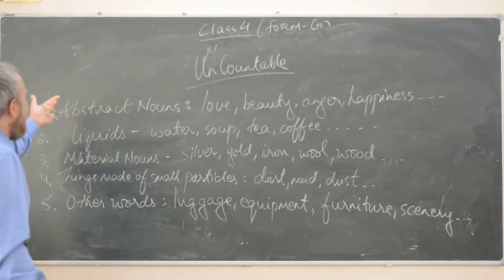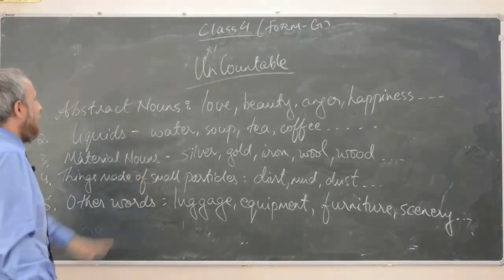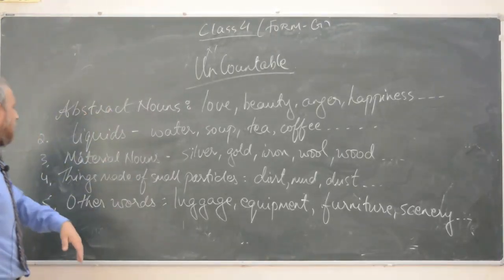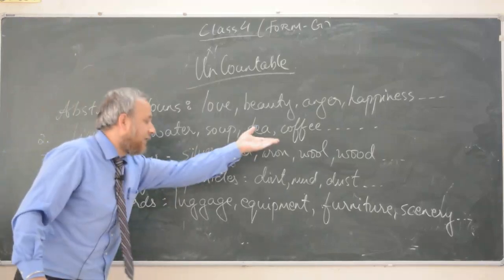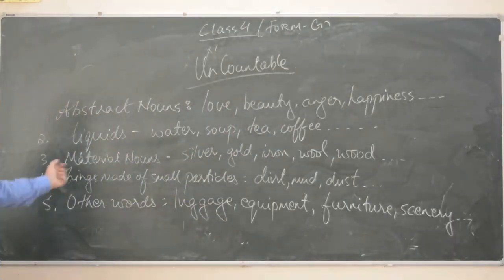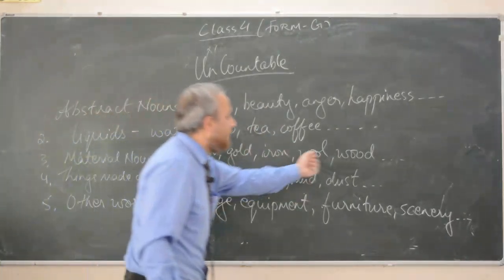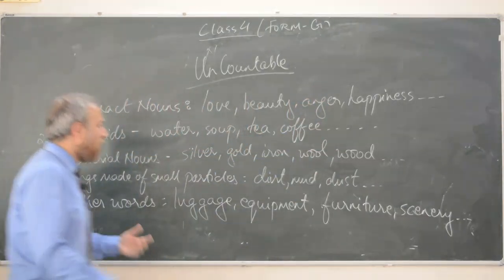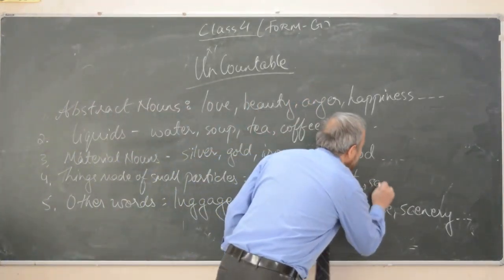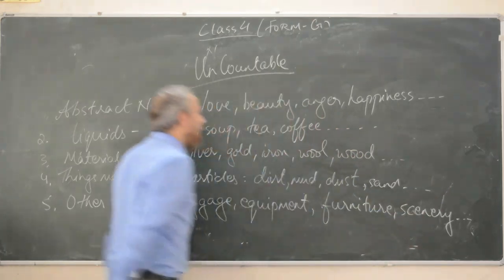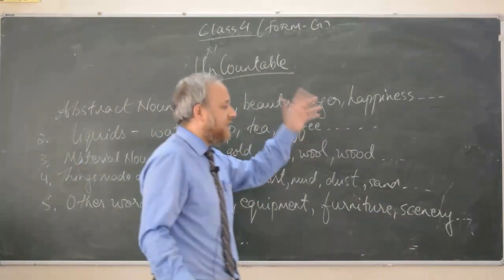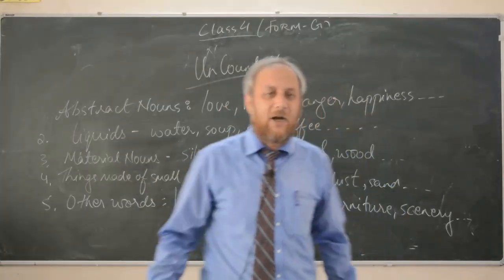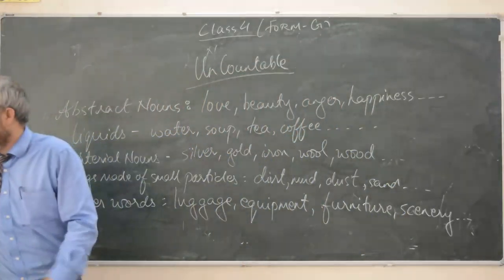So these are uncountable nouns. Which are the uncountable nouns? Abstract nouns are uncountable. Liquids are uncountable. Material nouns. The material nouns are written for you on the board. Things made of small particles like dirt, mud, dust, or let's say sand. These are all uncountable nouns, and other words as well like luggage, equipment, furniture, scenery. All these are uncountable nouns. So please do remember that.